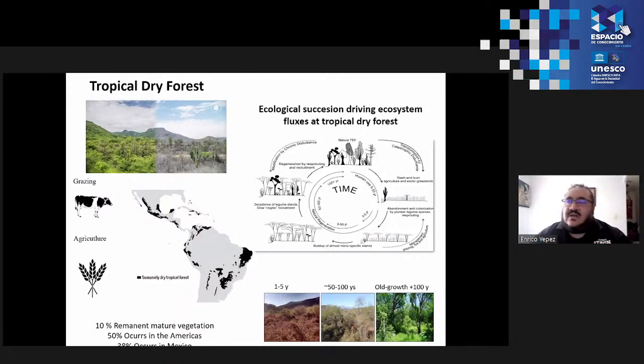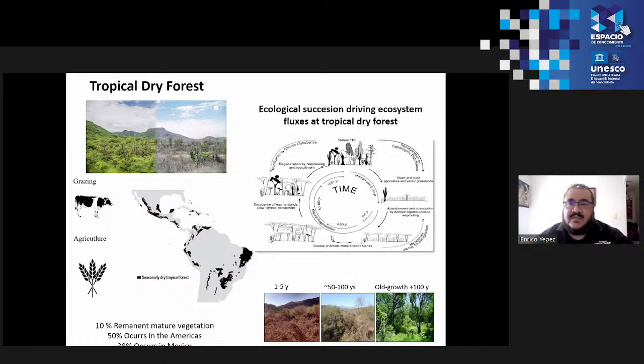Similar here in Sonora, also investigating the tropical dry forest, which is also a very important ecosystem in this region. And actually for the Americas, you can see these black stains basically representing the distribution of this type of forest within the northernmost limit again. And as I was mentioning, this is a very fragmented landscape.